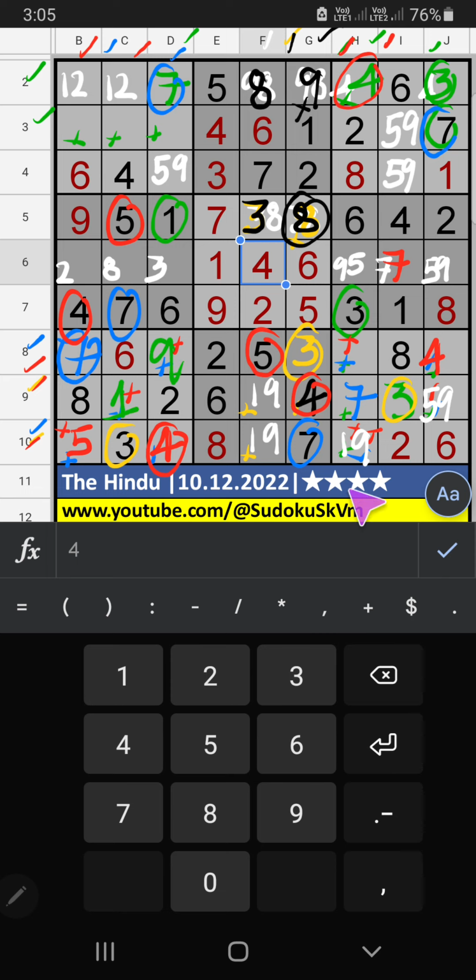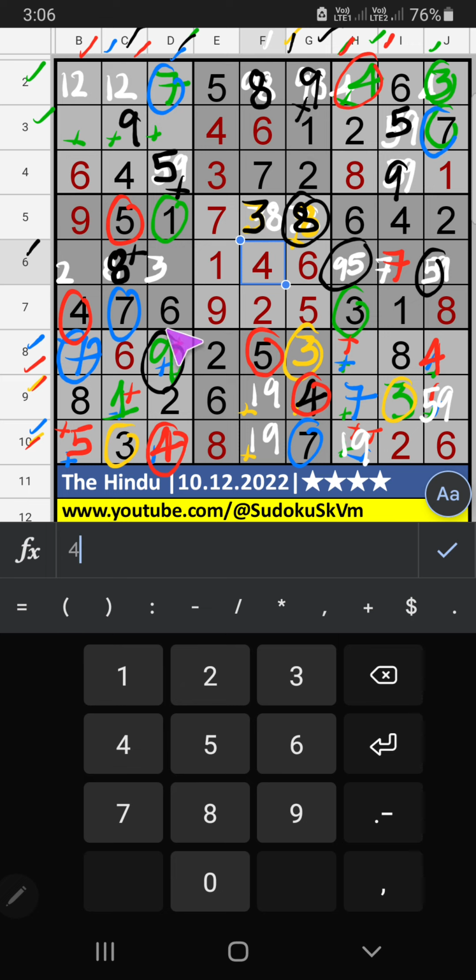Then 9 is here. Column D, we have 9. So 9 can't come in the cell, 9 is confirmed here. Then 5 is here. Then third grid, only 1 number is remaining, 5. 5 is confirmed here. Column C, 2 numbers are remaining, 8 and 9. 6th row, we have 9. So 9 can't come in the cell, 9 is confirmed here. Then 8 is here.